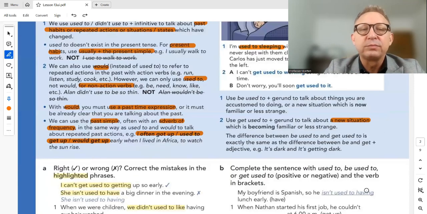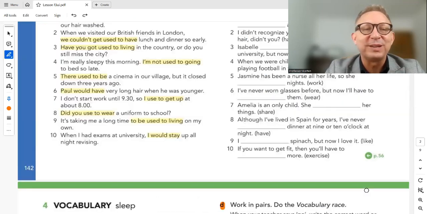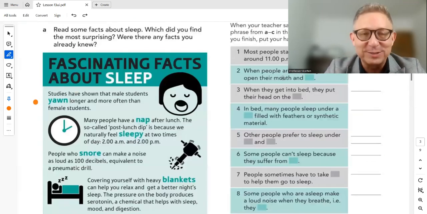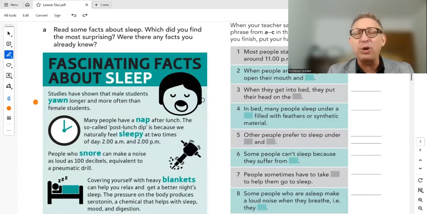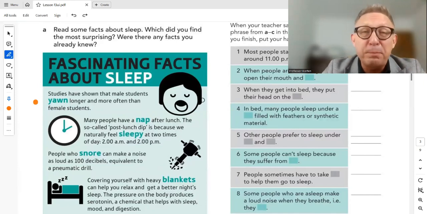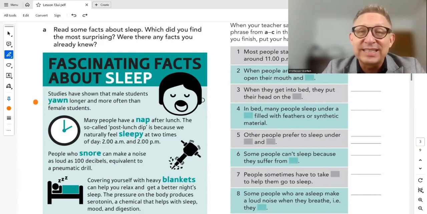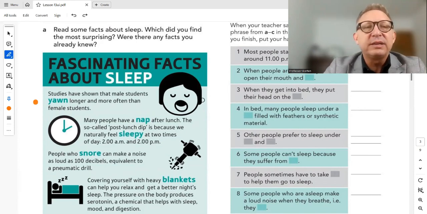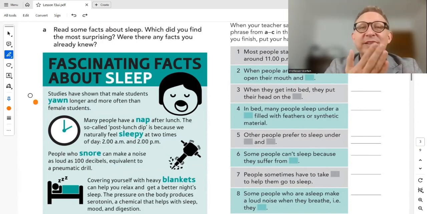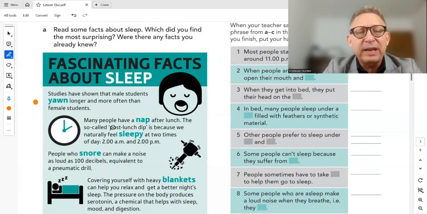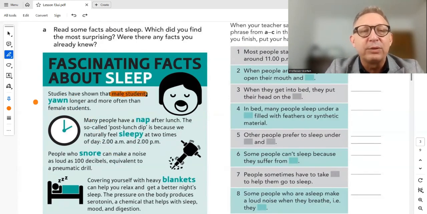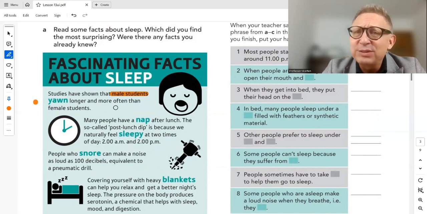All right. Where are we? We are down here to vocabulary. Now, this is really interesting because sleep is a part of our life, and not just a part, an important part of our life. We sleep at least 30% of our existence, most of us. And here's some fascinating things. So yawn, this is a yawn. Now, I want you to read most of this, but I think it's quite interesting that males yawn longer and more often than females. That's really interesting. I wonder why. What do you think?